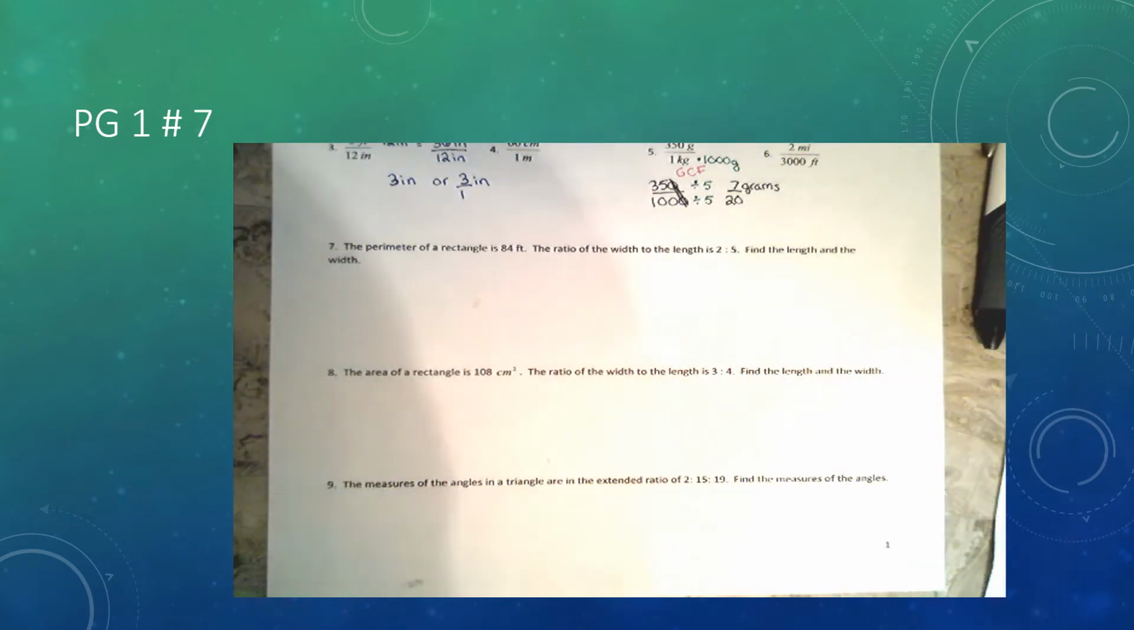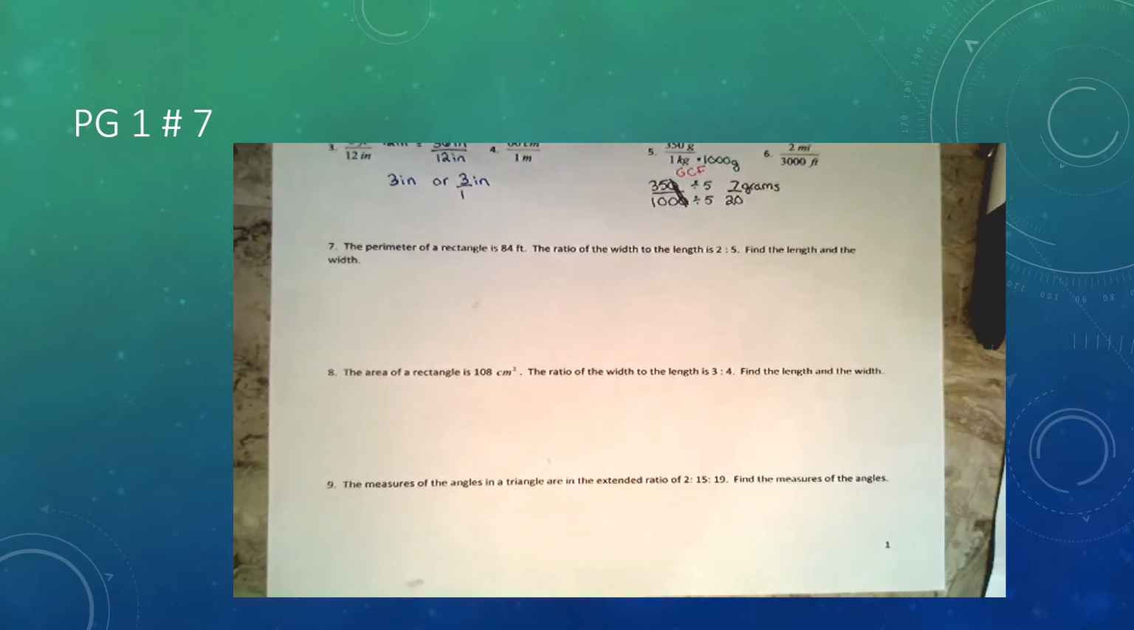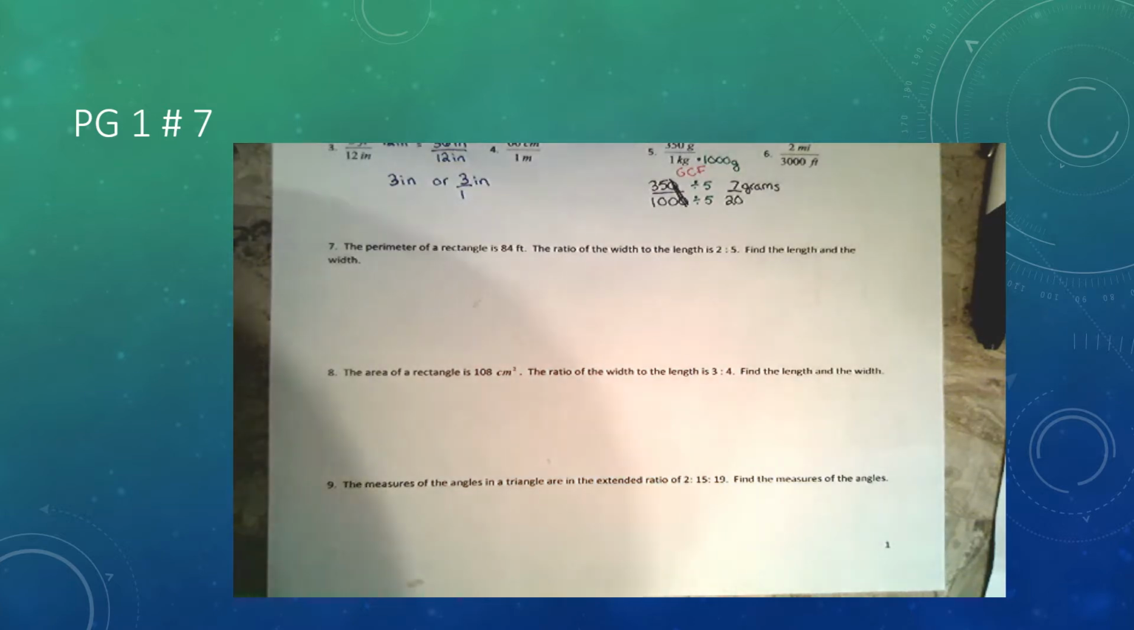The next problem we're looking at is number 7. This one says the perimeter of a rectangle is 84 feet. The ratio of the width to the length is 2 to 5. Find the length and the width.